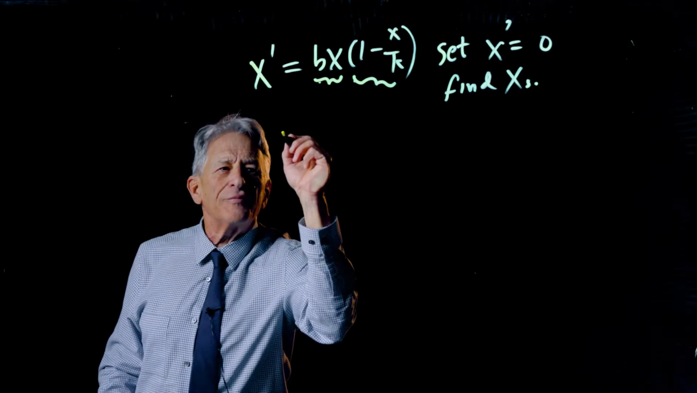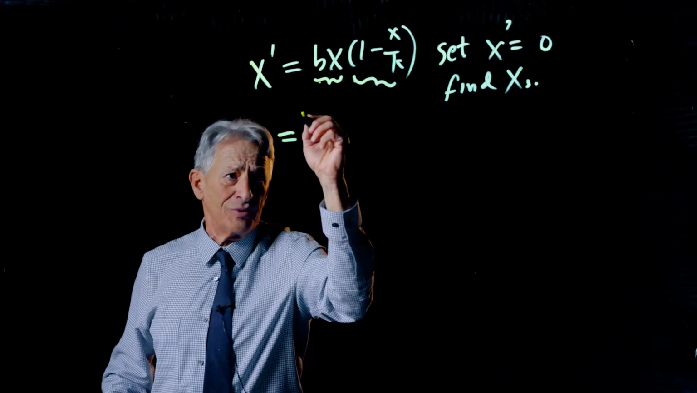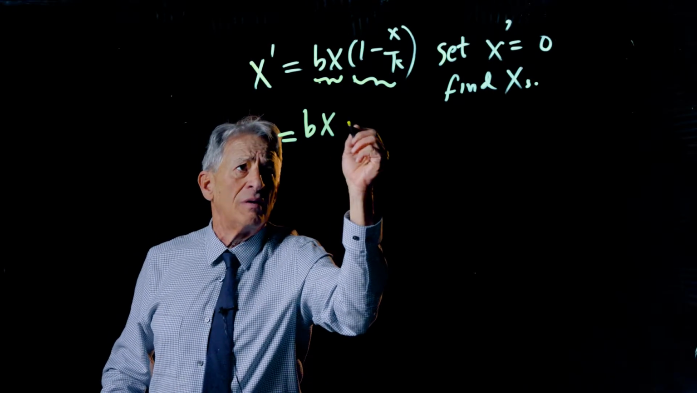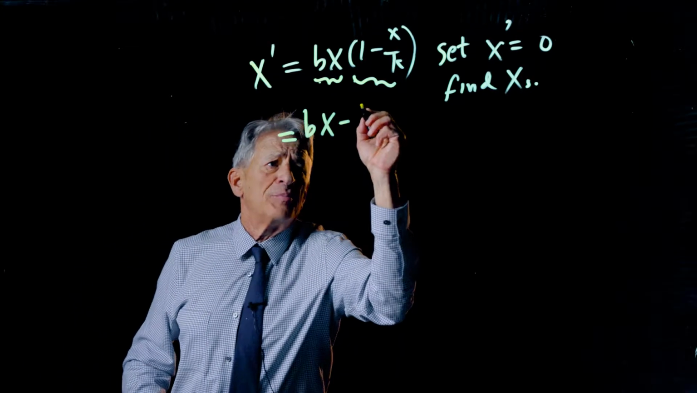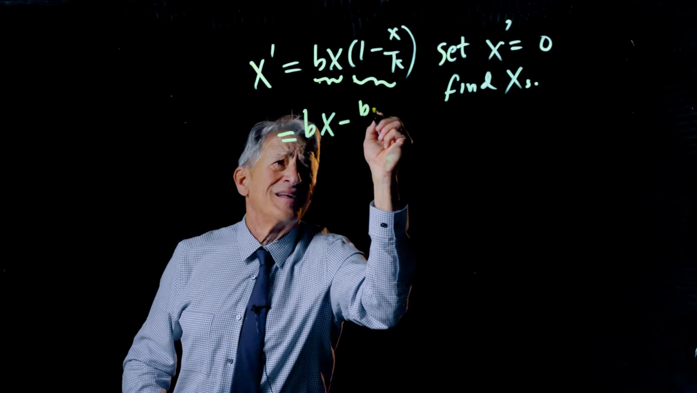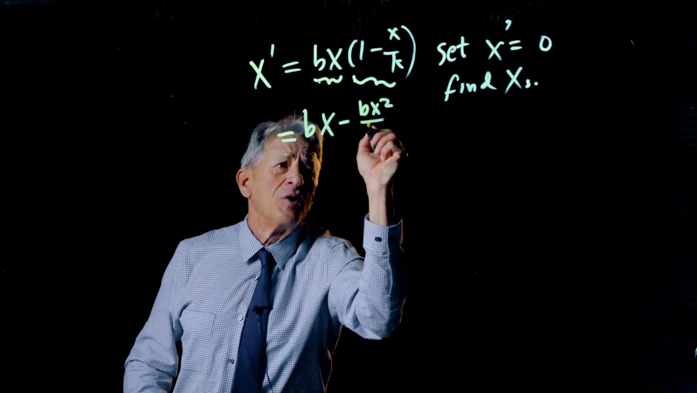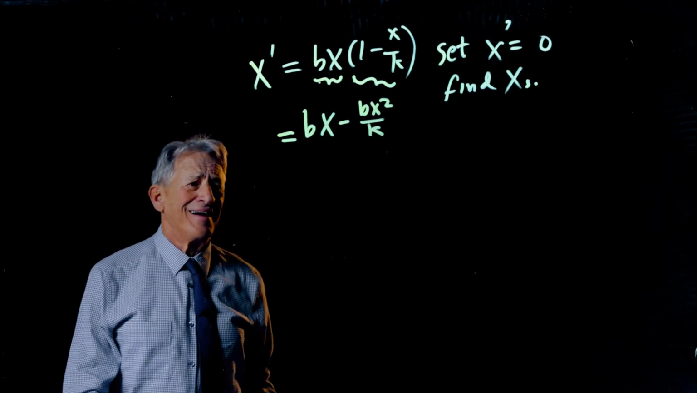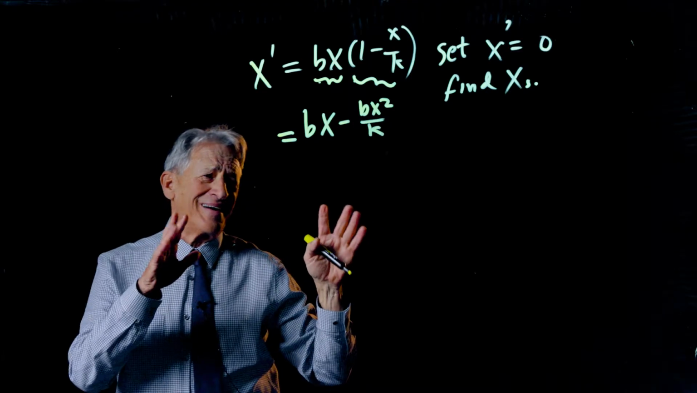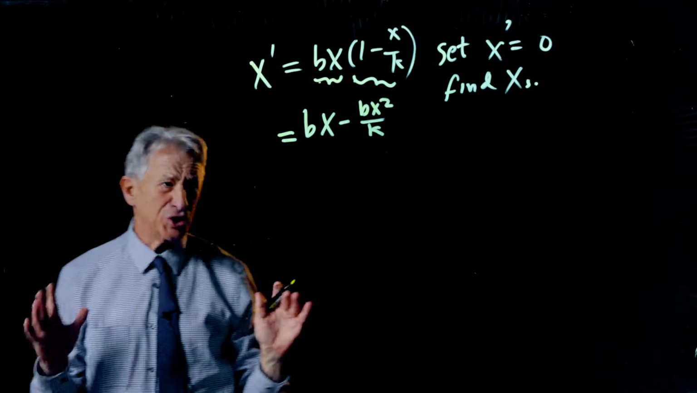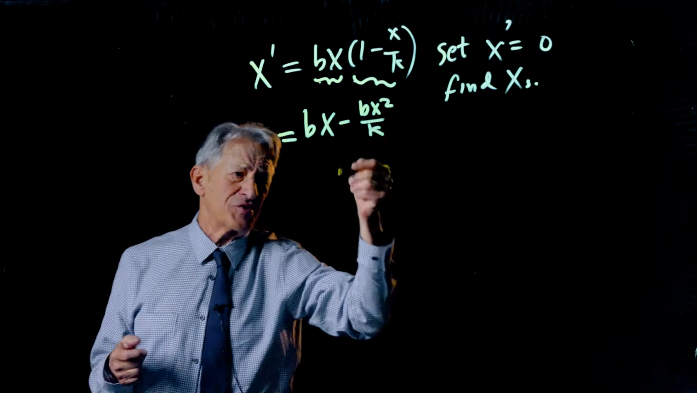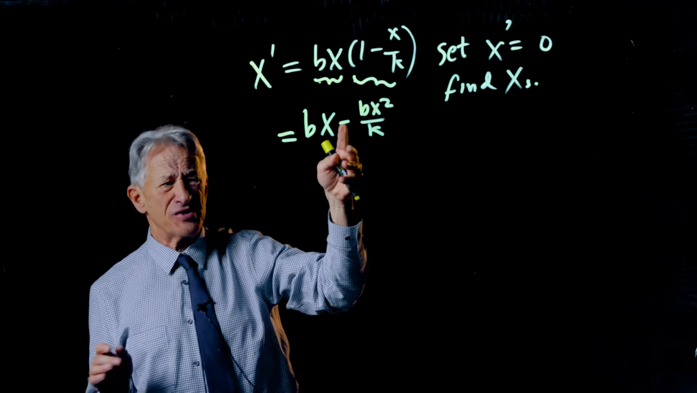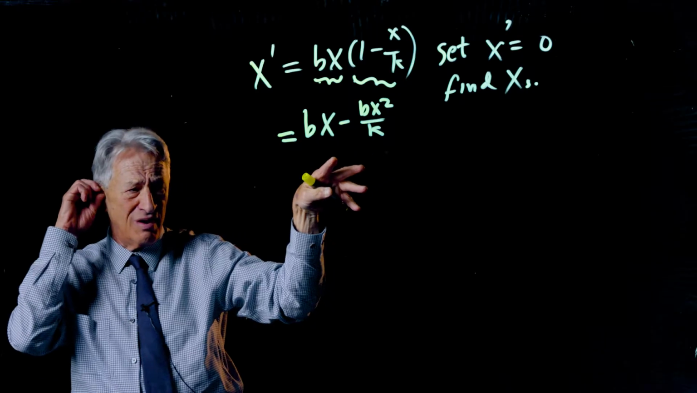Now, I could, of course, have multiplied out the vector field, which we often do for other purposes, and said bx minus bx squared over k, and now I've got to find the zeros. I have a quadratic equation. And then you could say, well, I could divide by x, assuming it's not equal to 0, and then I just have a linear equation.